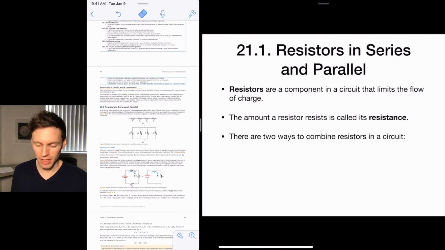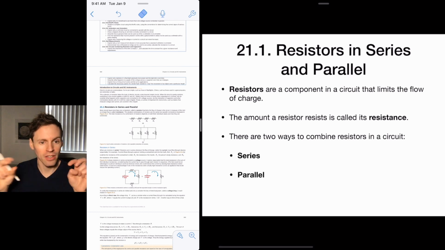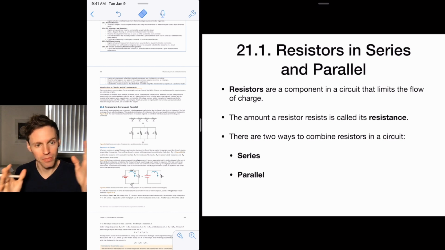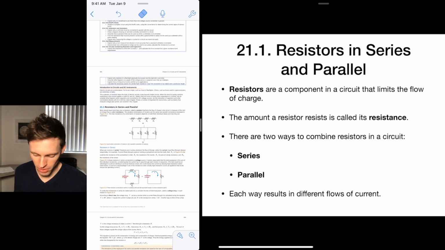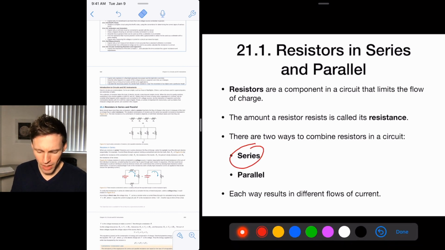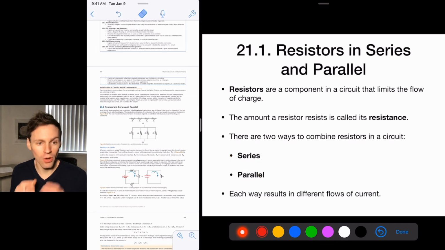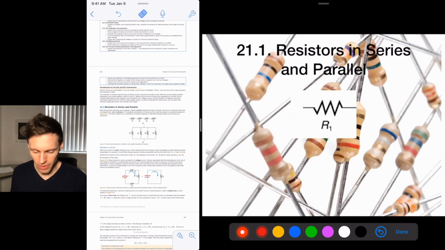There are two ways to combine resistors in a circuit, and that's series and parallel. You can stack resistors up in order or parallelize them, like in parallel circuits. You don't already know what that is, though, so that's what we're learning now. Each of these ways results in different current behaviors. So that's why we differentiate between the two, series and parallel.